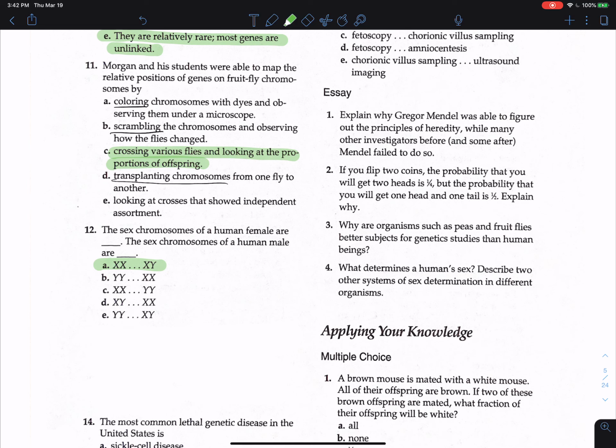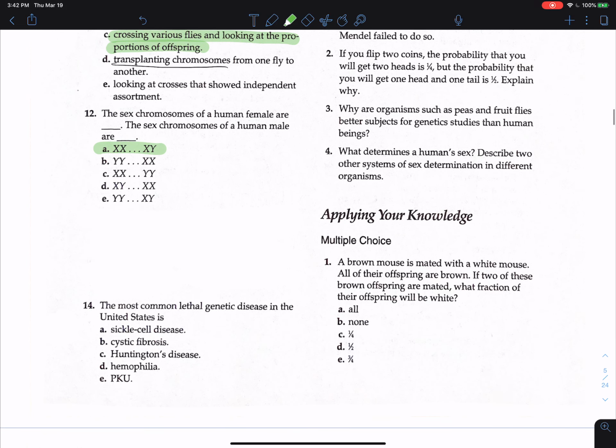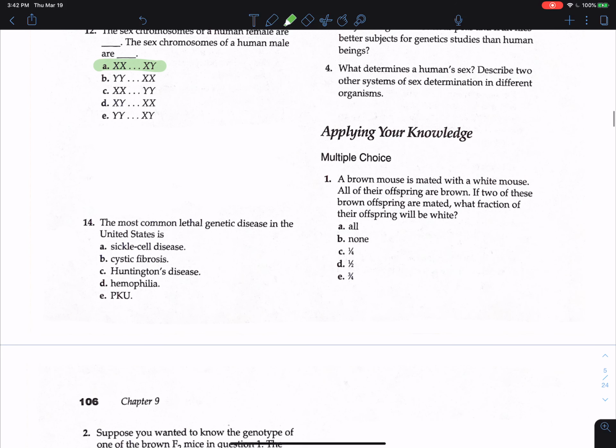And you'd be able to tell this by looking at a karyotype of any specific individual, where all the chromosomes are visible all at the same time. All right, so females biologically would have the XX set of chromosomes, and males biologically would have the XY set of chromosomes. Okay, skipping ahead to 14.